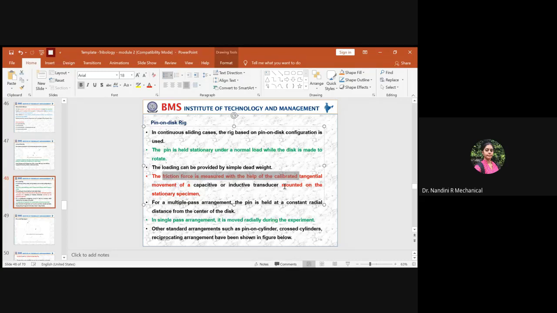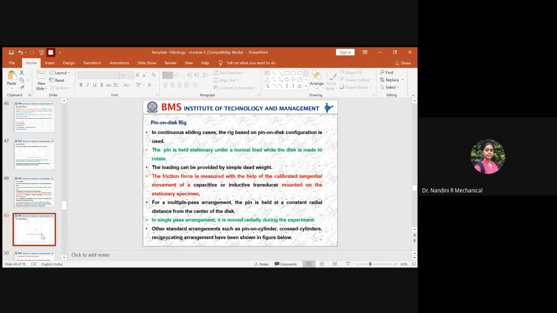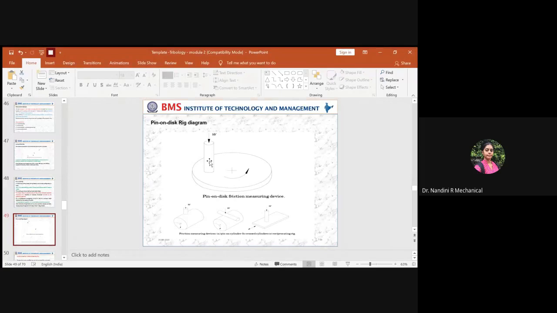The relative motion of the specimen on the disc will be transferred as an output by using either a capacitive based transducer or an inductive based transducer. This transducer will basically be mounted on the stationary specimen. So if you keep any specimen on the pin here, it will be held stationary.